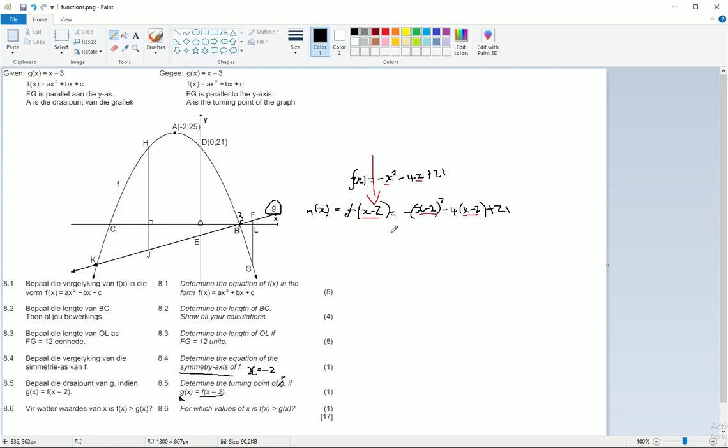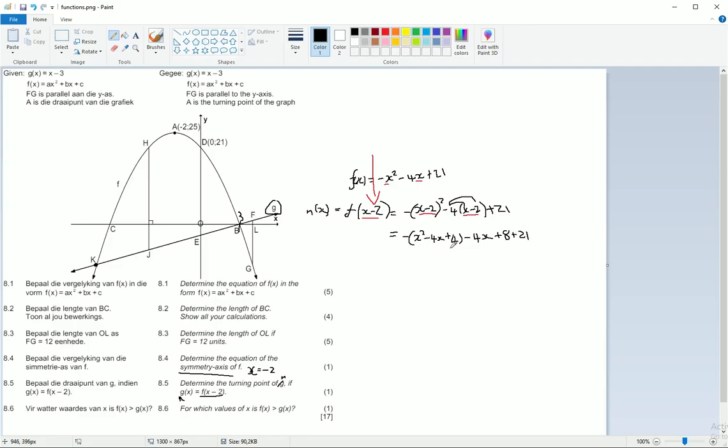Okay, so let's simplify some of this quickly. Minus, this is going to become x squared minus 4x plus 4. I will tell you where all of this comes from in a second. This is going to multiply in, so it's minus 4x. That multiplies in there, it's plus 8 and plus 21.